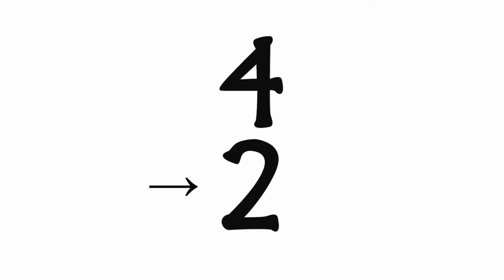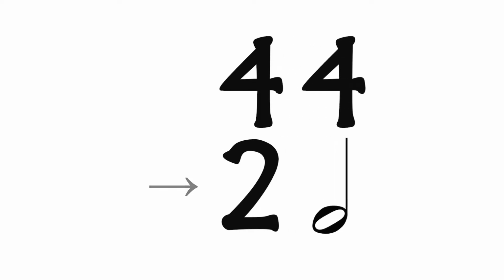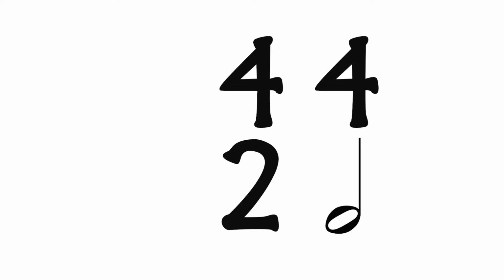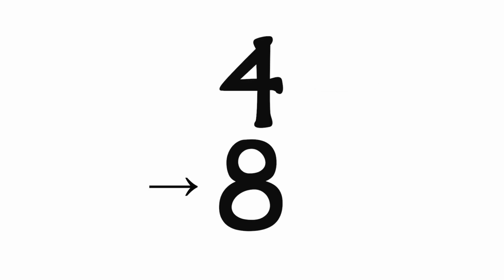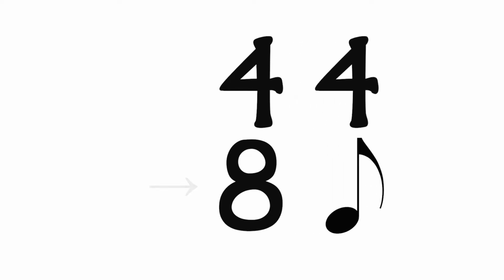The bottom number of the time signature indicates what note will receive a beat. So, a 2 on the bottom of a time signature will mean that a half note will receive the beat. A 4 on the bottom will mean that a quarter note will receive the beat. An 8 on the bottom will mean that an eighth note will receive the beat.